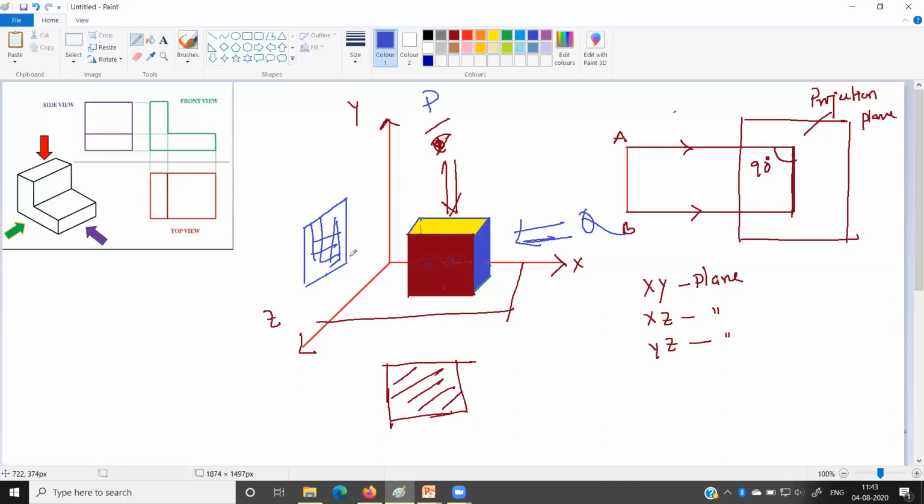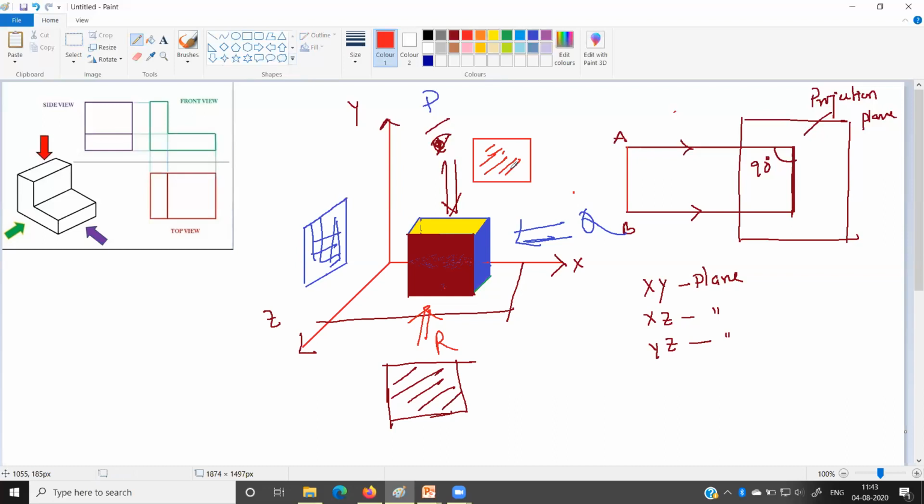Similarly, if you observe from this direction, let us say this is the r direction, then the projection of this particular object will be generated in the xy plane, and let us say the projection will be something like that. This is our projected object on the xy plane, and in this projected object all the points will be represented in terms of x and y. The value of z coordinate is 0.